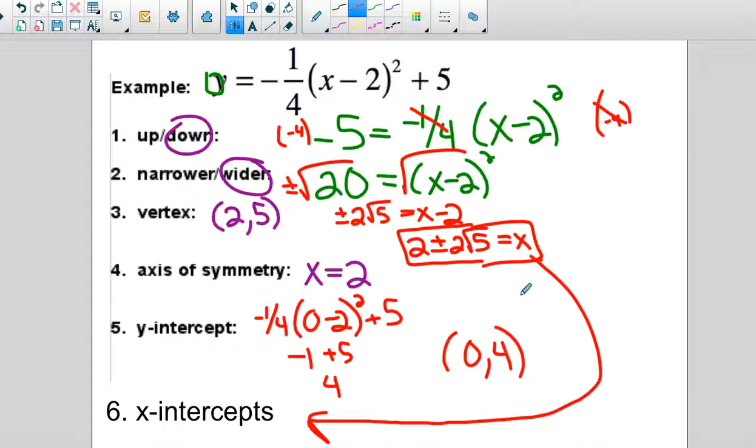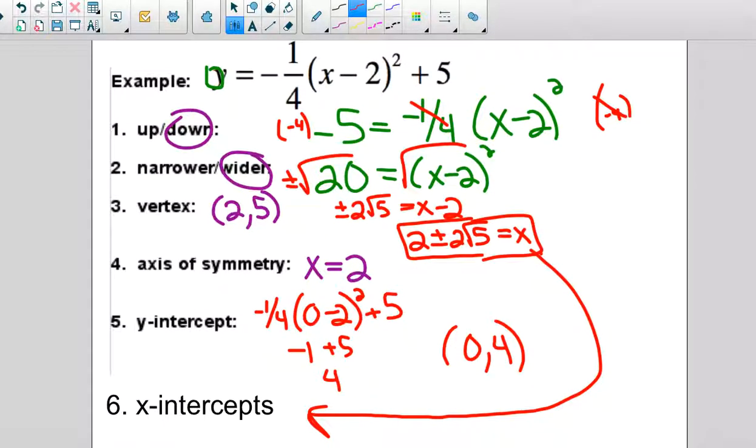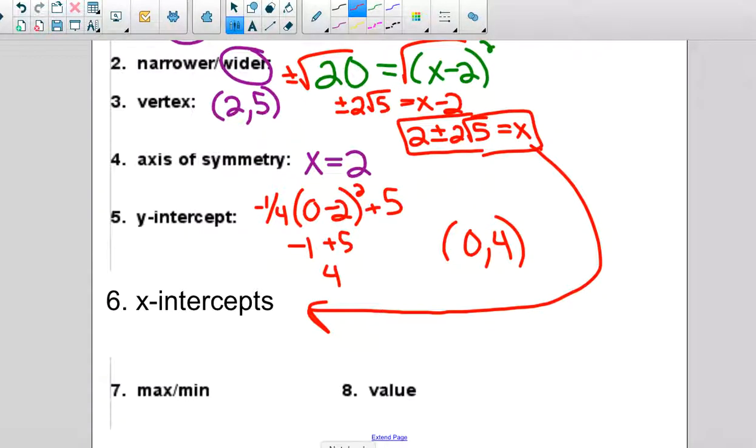So those are your two x-intercepts. Again, we just set y equal to 0, and we square rooted, right? This step right here is why it's called the square root method. Okay, and then last but not least, we have a maximum or minimum.